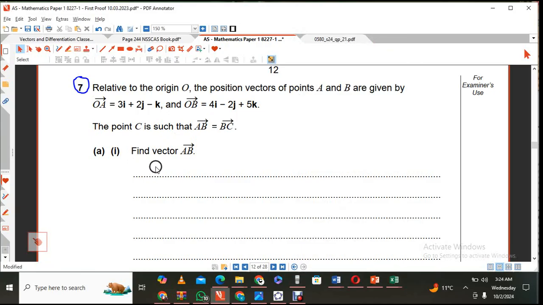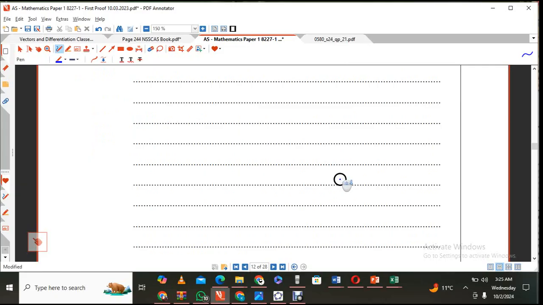Anyway, they are saying we are supposed to find vector AB, so you have relative to the origin. So from the origin, the position vectors of A, that would be OA, and B, that is OB, are given by 3I plus 2J minus 1K in the K direction. And vector OB is given by the components 4I minus 2J plus 5K. Then this is a very important point here. It says that the point C is such that AB is equal to BC, and we're going to use that slightly later. So for 2 marks, they ask you to find vector AB, right?